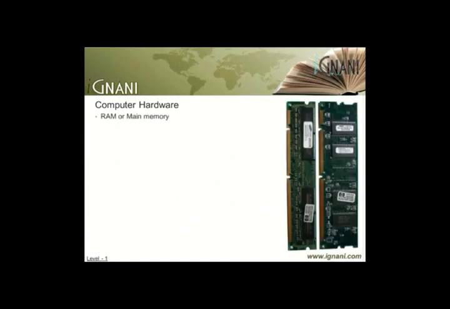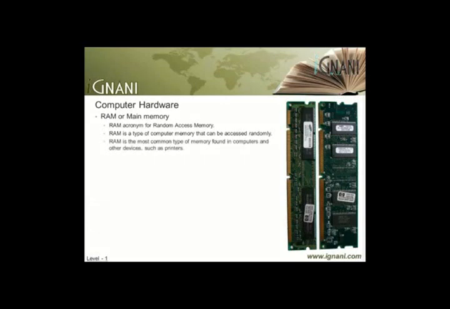RAM, or main memory. RAM, acronym for Random Access Memory, is also referred to as the main memory. RAM is a type of computer memory that can be accessed randomly, that is, any byte of memory can be accessed without touching the preceding bytes. RAM is the most common type of memory found in computers and other devices such as printers. In this picture you can see a typical RAM module that is used in a PC.